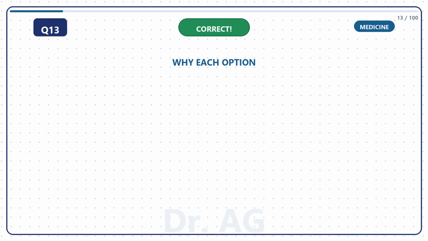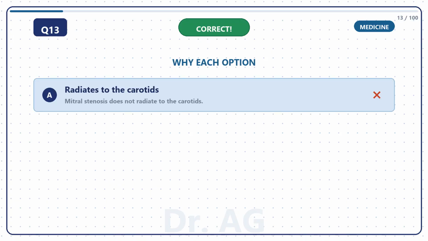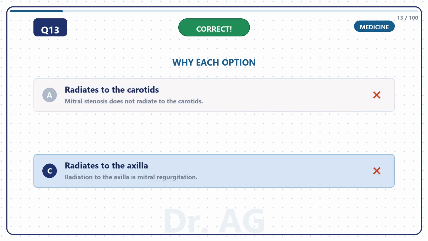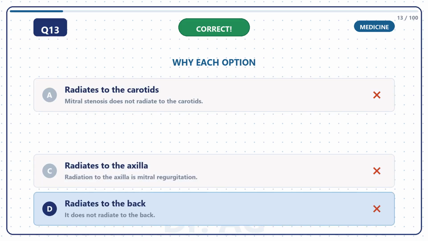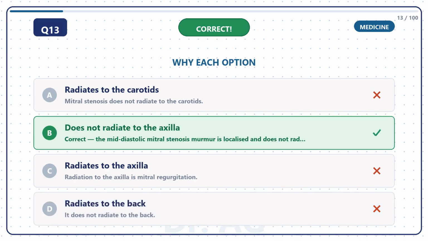Let's go through the options. Radiates to the carotids. Mitral stenosis does not radiate to the carotids. Radiates to the axilla. Radiation to the axilla is mitral regurgitation. Radiates to the back. It does not radiate to the back. And the correct answer is does not radiate to the axilla.